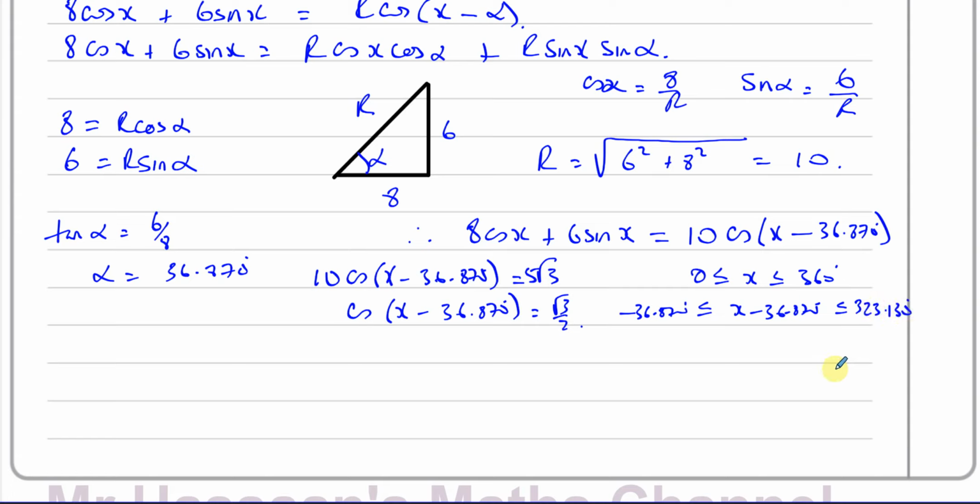323.130. Okay, so now those are our limits. So the first answer we get, x minus 36.870 equals, as I said, 30 degrees. That's within our range. Okay, and then the other angle is 360 minus this, which is outside of our range. So I'm going to write that down. That's 330. That's outside of our range.